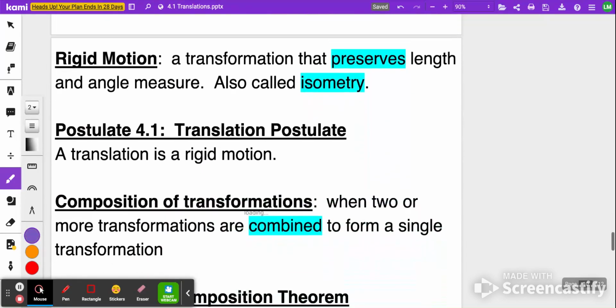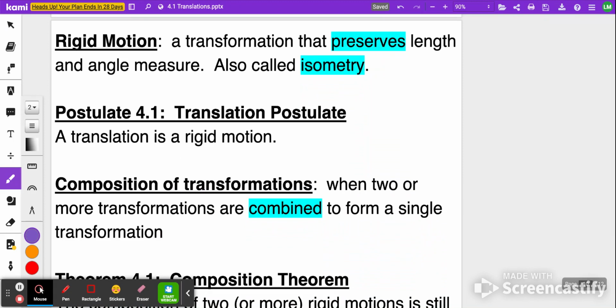The next portion we're going to see is rigid motion and some postulates. Rigid motion is a transformation that preserves the length and the angle measurement. This is also called isometry. Mainly, you're not making the shape any bigger or smaller, so this is a good way to show a translation. Postulate 4.1, the translation postulate, can be stated as this: a translation is a rigid motion. That just means you're moving it, you're not changing the length, you're not changing the angle measurement.